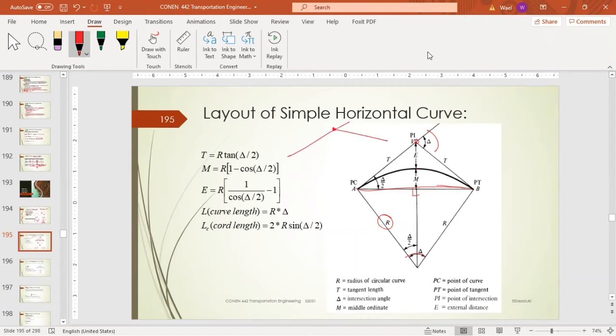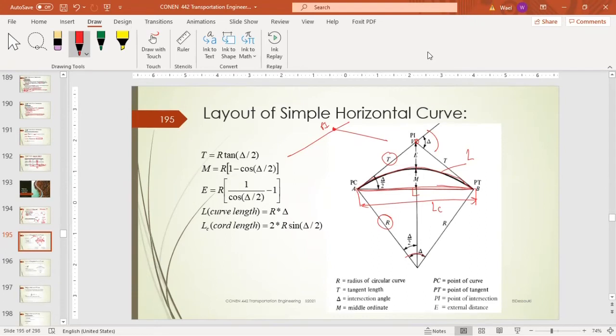This is the point of intersection between the two tangents. This length is basically the tangential distance, and this angle is delta over 2. Then we have L, the length of the curve. This is L, and the chord length from here to here is LC. Any questions so far?